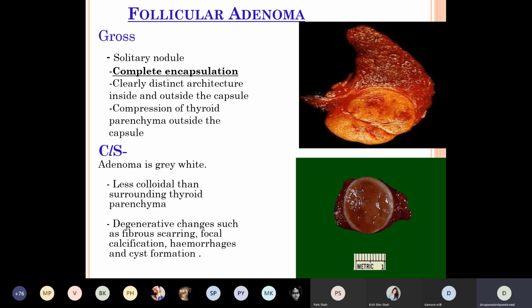What is the cut section? Adenoma is gray-white in color, less colloidal than the surrounding thyroid parenchyma. Degenerative changes such as, what are the degenerative changes? Fibrous scarring, focal calcification, hemorrhage, and cyst formation. These are the common degenerative changes you can see everywhere. So the same degenerative changes: fibrous scarring, focal calcification, hemorrhage, and cyst formation.